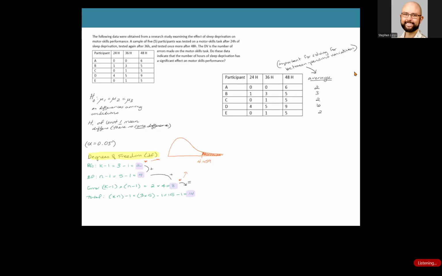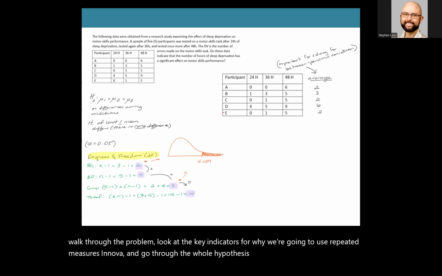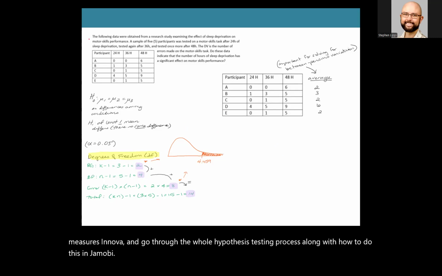In this video, we are going to review a full repeated measures ANOVA problem. And so we'll walk through the problem, look at the key indicators for why we're going to use repeated measures ANOVA, and go through the whole hypothesis testing process, along with how to do this in Jamovi. So here is our example problem.